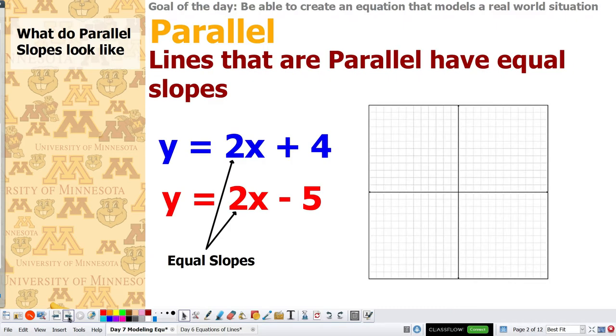So parallel slopes: lines are parallel if they have equal slopes, if their slopes are the same. So for this one right here, if I were to graph that blue equation, y equals 2x plus 4, and graph the red equation, notice the two lines don't get any closer or farther apart. That is because they are parallel.